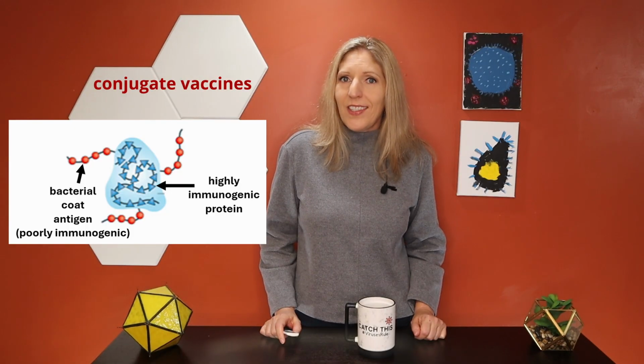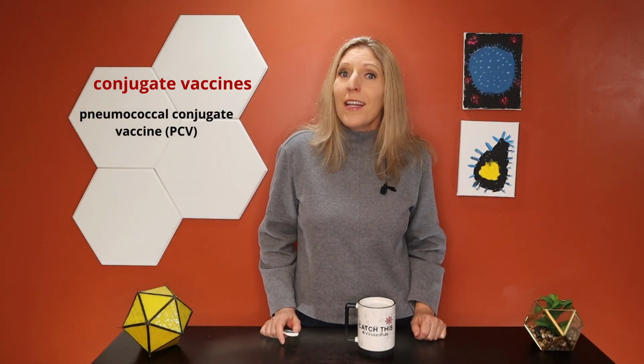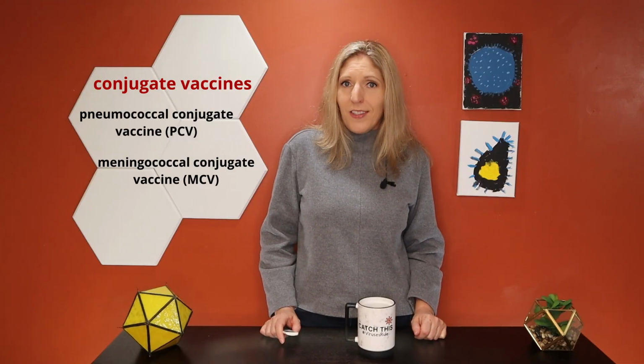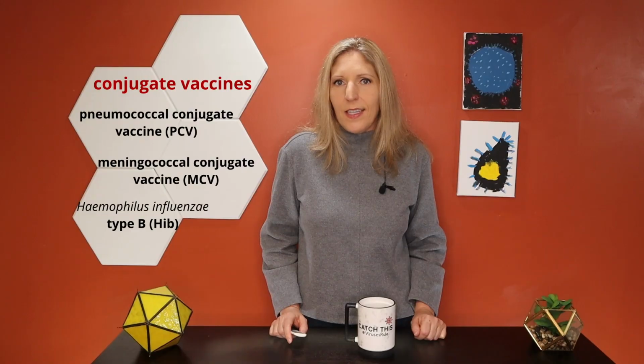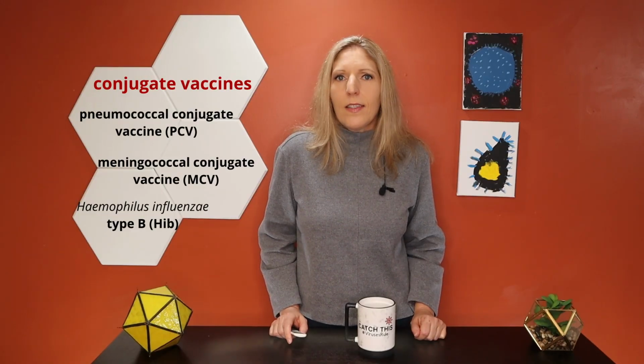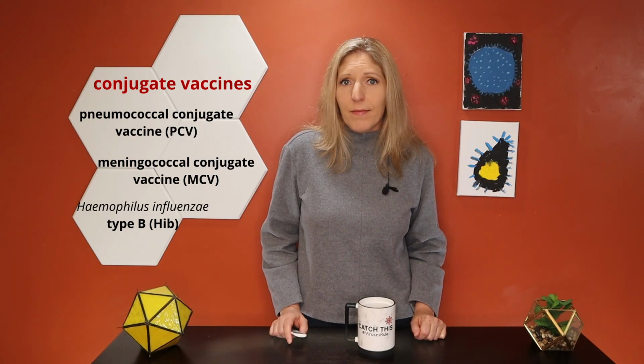Examples of conjugate vaccines include the pneumococcal conjugate vaccine, or PCV, the meningococcal conjugate vaccine, or MCV, and the Haemophilus influenzae type B, or Hib vaccine. Each of these vaccines can prevent pneumonia, meningitis, and bacteremia.